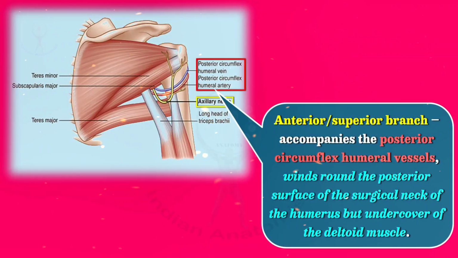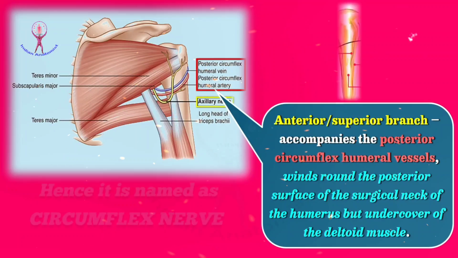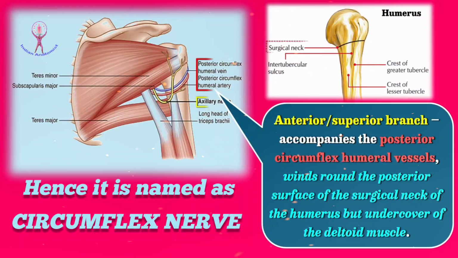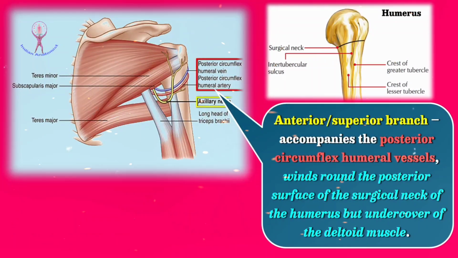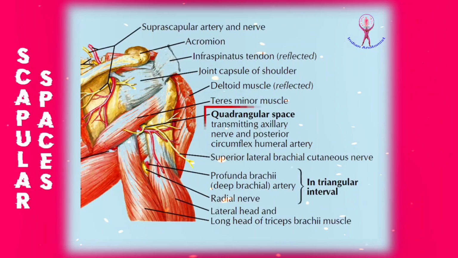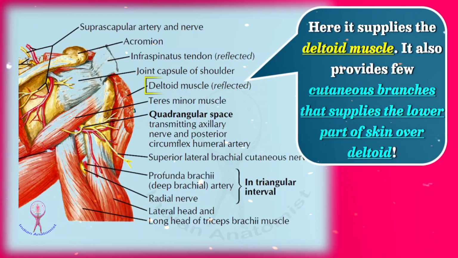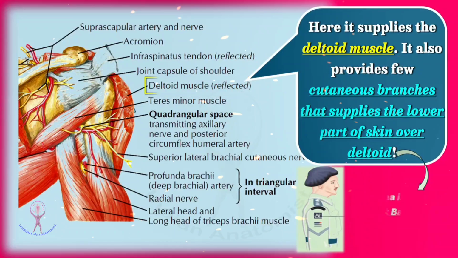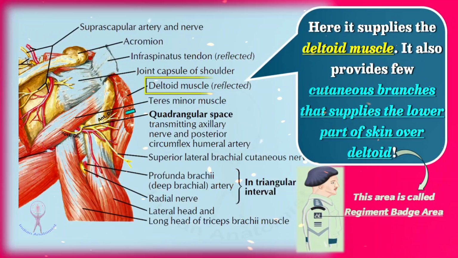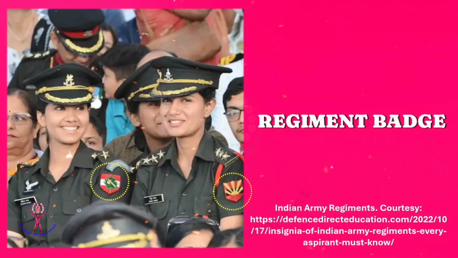Anterior branch of the axillary nerve accompanies the posterior circumflex humeral vessels that wind around the posterior surface of the surgical neck of the humerus, but under cover of the deltoid muscle. This image is for your understanding purpose. See the quadrangular space. The anterior branch supplies the deltoid muscle, which is powerful abductor of the shoulder joint. In addition to the muscular branch, it also provides few cutaneous branches that supply the lower part of the skin over the deltoid muscle. This area is called the regimental badge area. See the image for understanding.